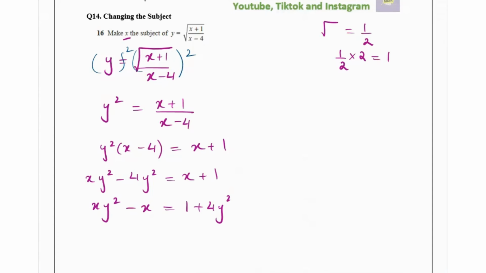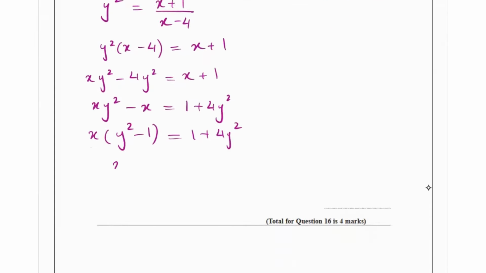So this way, all of the terms with x are on one side, everything else is on the other side. Now we'll take that common. x bracket y squared minus 1 equals to 1 plus 4y squared. Isolate x and divide 1 plus 4y squared by y squared minus 1. As you can see, x is the subject. There is no other x on the other side.